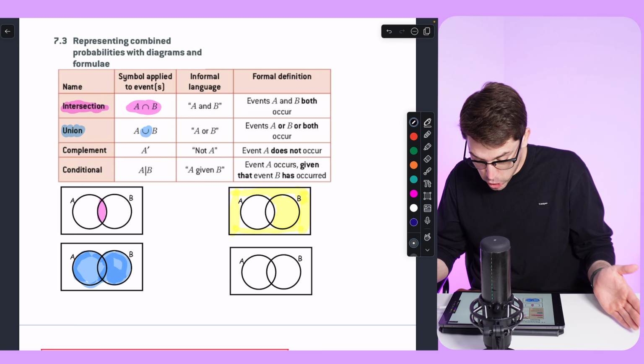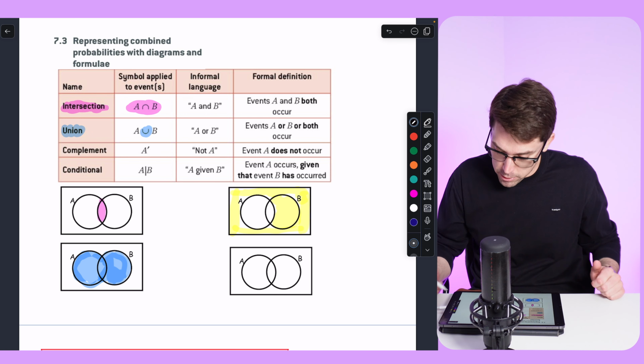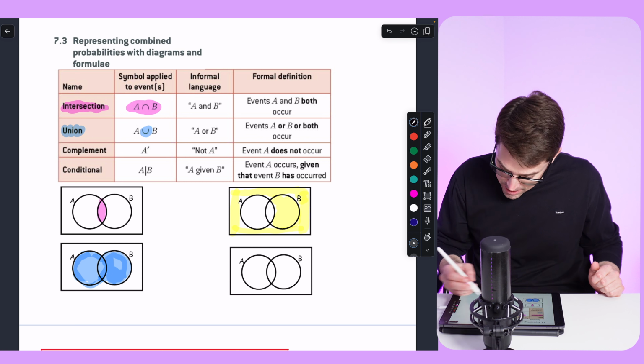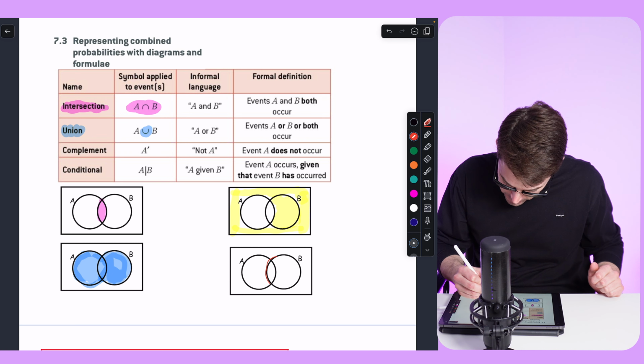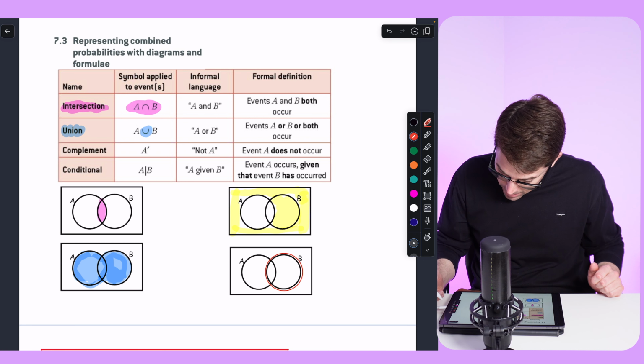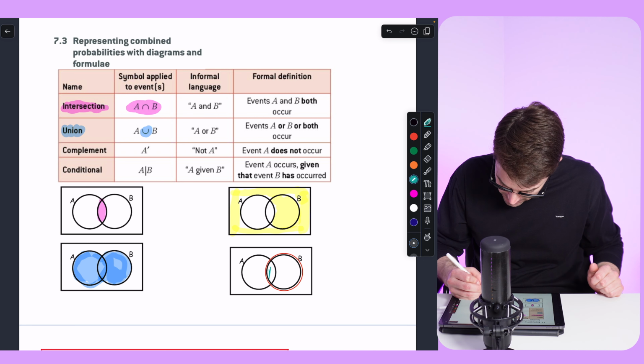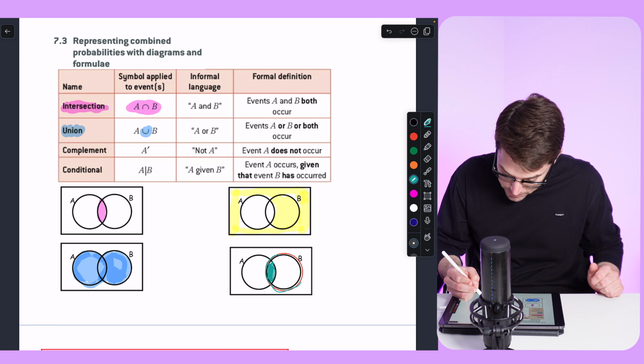And now I have the probability of A given B, the probability that A occurs given that B occurs. What you're going to do is narrow down your universe, because given that B occurs, you're basically talking about this circle right here. Then what you want to find is this sliver right there, but now your denominator is going to be all of B.